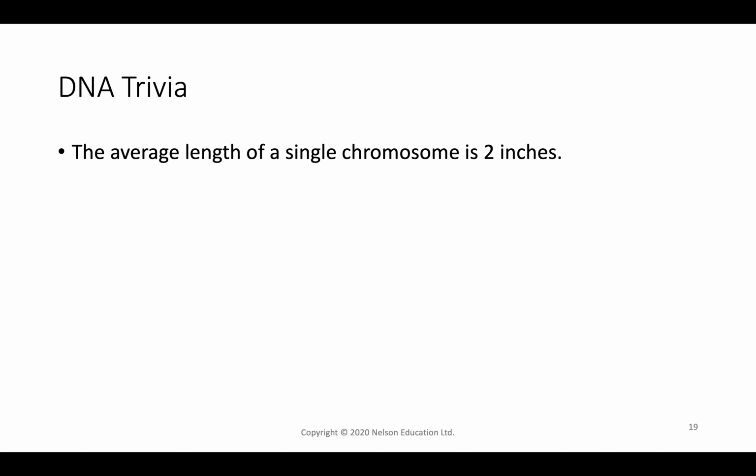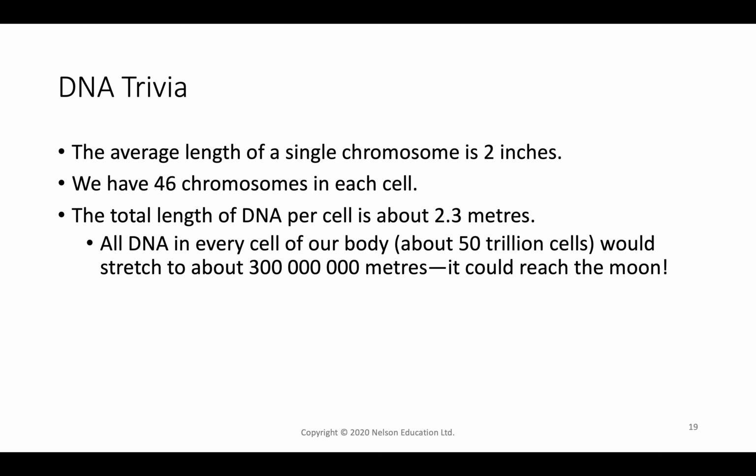Okay, so here's just some fun DNA trivia. Average length of a single chromosome is 2 inches if it were all stretched out. Mind you, it's inside a microscopic cell, so it's condensed down into a teeny tiny coil. We each have 46 chromosomes in each cell. That's going to include 22 autosomal pairs and 1 sex chromosomal pair. The total length of DNA per cell is about 2.3 meters, and if we took all the DNA in our body, we would be able to reach the moon with it.